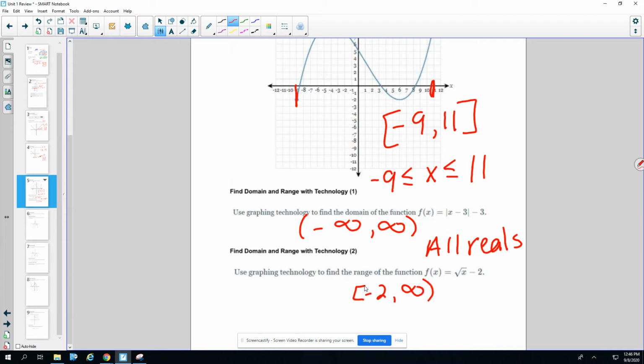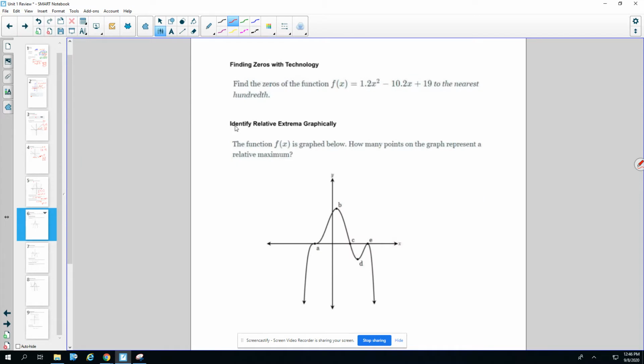If I wanted to write this in set builder, I don't write -2 with a y in the middle and then an infinity. Remember, we have to use y because it's range. I would just write that y is greater than or equal to -2 because we don't put those infinities with those inequality signs typically. So on to the next problem.